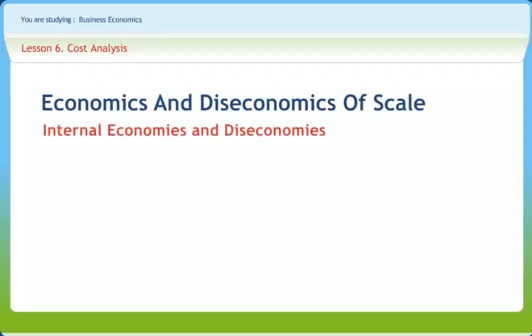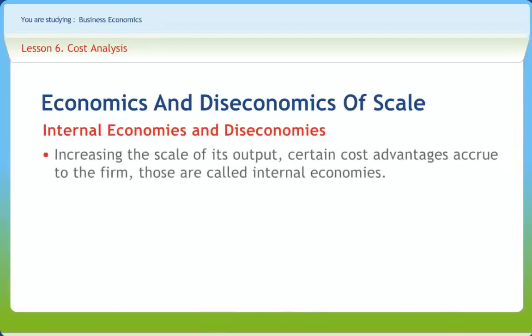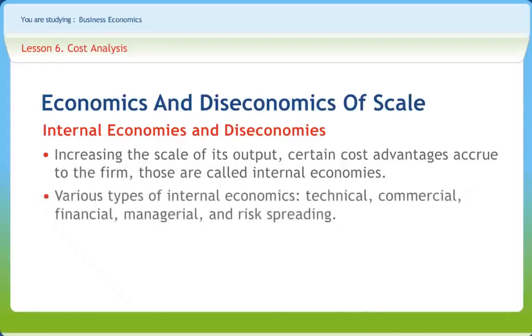When a firm expands in size by increasing the scale of its output, certain cost advantages accrue to the firm. These advantages are known as internal economies and may have various types such as technical, commercial, financial, managerial, and risk spreading. Thus, when the scale of the firm increases, the average cost of production falls because of a number of internal economies. When these internal economies are fully exploited, the LAC reaches the minimum.